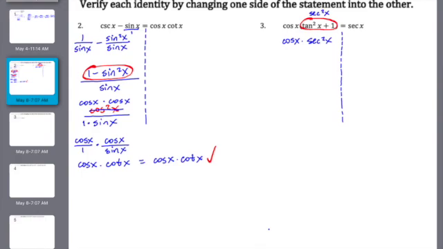All right, now let's rewrite that in terms of cosine. So this is cosine x times secant, which is 1 over cosine, so this will be 1 over cosine squared. And what's going to happen here is this cosine is going to cancel out one of the cosines in the denominator, and we'll just end up with 1 over cosine x. Well, 1 over cosine is secant. So we ended up with the same thing that we have on the right-hand side, and that means this is verified.